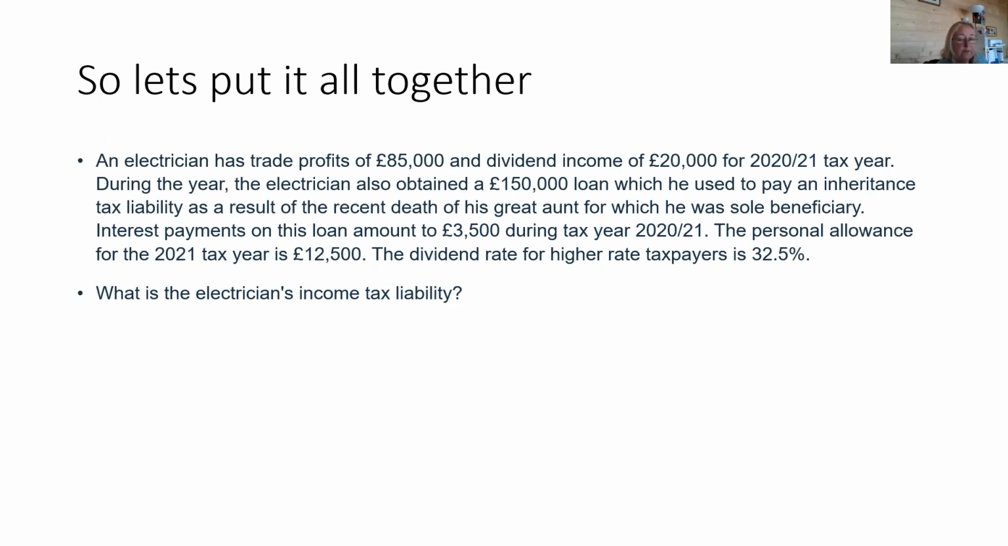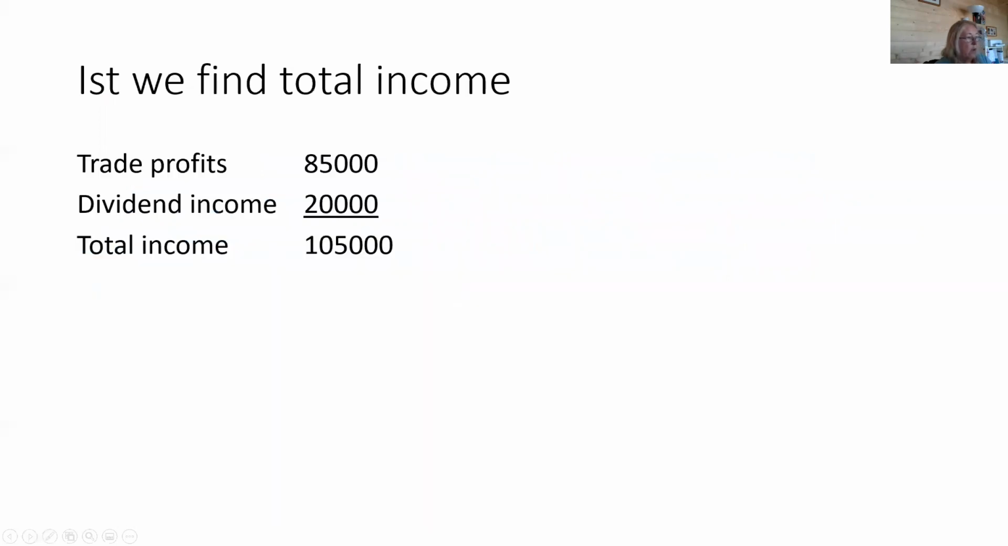Okay, so what's the first thing that we do? Remember, go back to that list that I gave you on the recipe. What's the first thing that we do? The first thing that we do is we find out the total income, don't we? So here, the total income will be the trade profits plus the dividend income. So his total income there, £105,000.